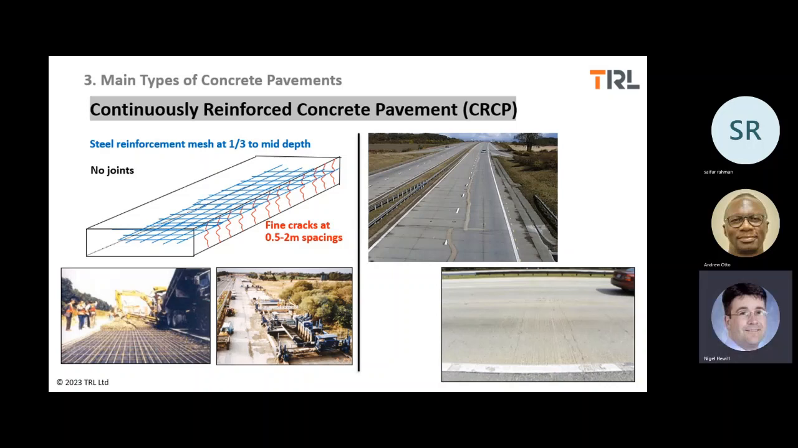What happens is the concrete will crack at a more frequent spacing, sort of every half a metre, 2 metres, but it will be held together by the steel reinforcement. So instead of getting a wide crack every 5 metres, you will get a very narrow crack every half a metre.